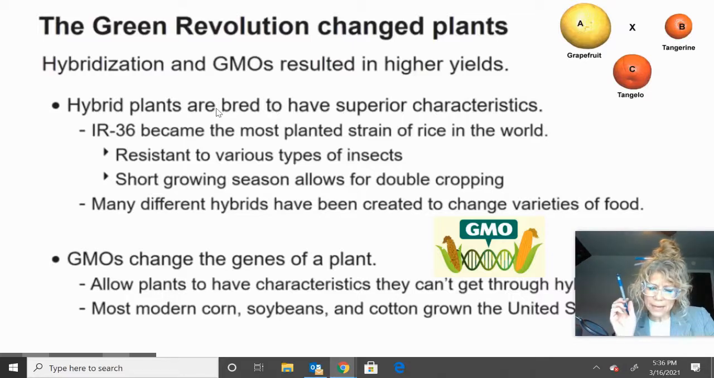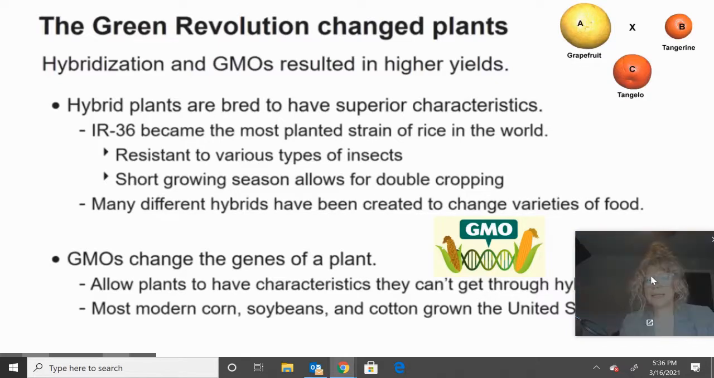And the effect of this, the biggest takeaway here, is that you have shorter growing seasons. If you have shorter growing seasons, then a farmer can plant two crops, and that's called double cropping. So instead of planting one crop per season, they can grow two crops.